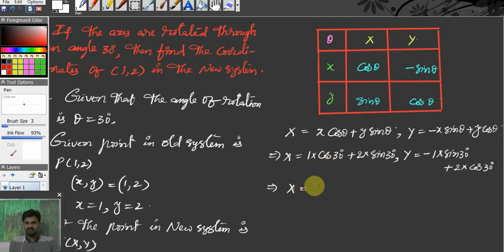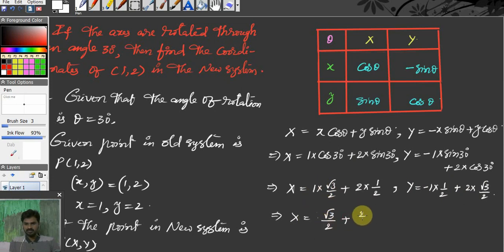X is equal to 1 into cos 30, answer root 3 by 2, plus 2 into sin 30, answer 1 by 2. Next, capital Y is equal to minus 1 into sin 30, answer 1 by 2, plus 2 into cos 30, answer root 3 by 2. So here don't make the cancellation, because they have the same denominator. First you have to simplify them, multiplying numerators and denominators, and you will get this.